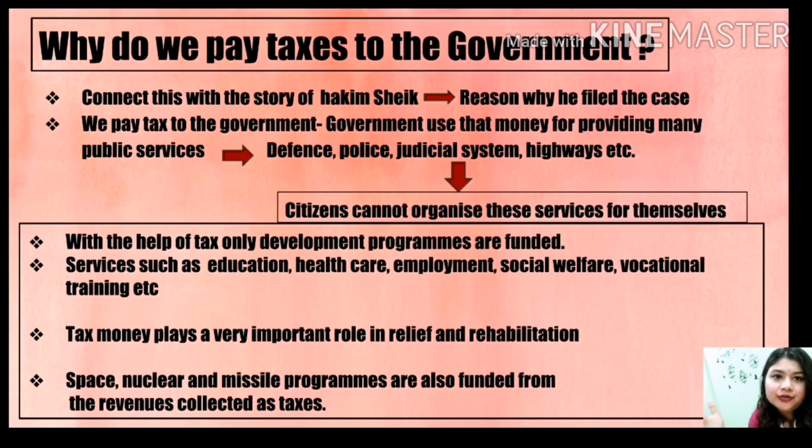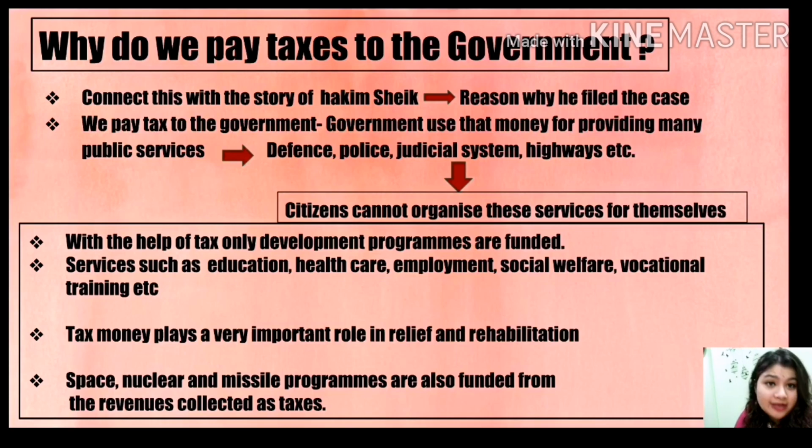develop the country, because they provide some kind of public service to the people, like defense, police, judicial system, highways, that we can't organize by ourselves. Obviously the government only has to organize this. So from where are they getting money? Maintaining a defense or police force is not an easy job. So the government gets the money from us only in the form of tax.